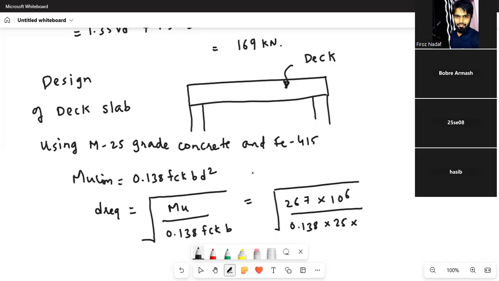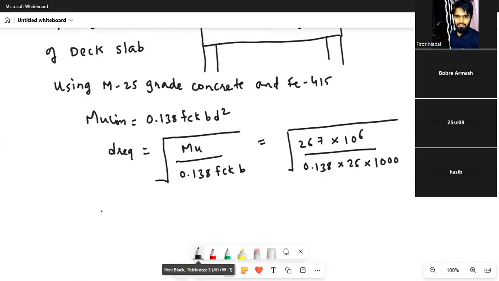So in the analysis and the design of the slab, whenever you are designing the slab, you are considering 1 meter width of the slab. So similarly here also we will consider 1 meter deck or 1 meter width of the slab. So b will be 1000. When you solve this, d required will be equal to 278. So this is the required effective depth of the deck.